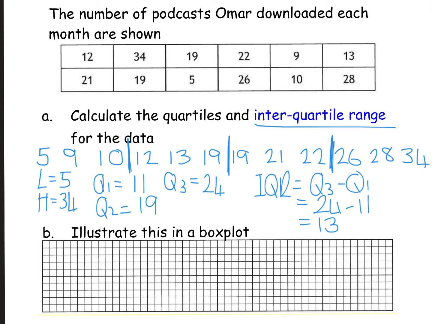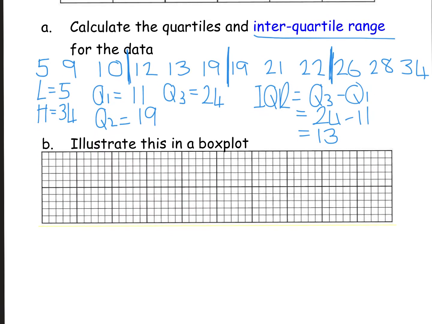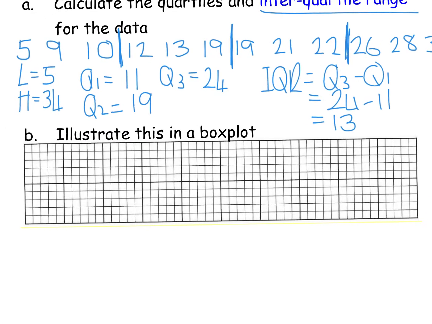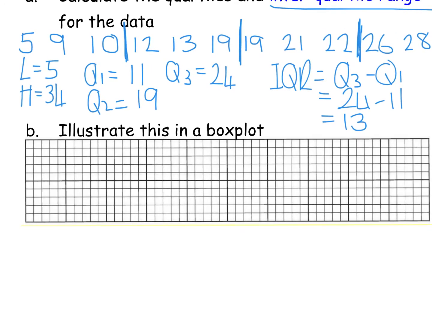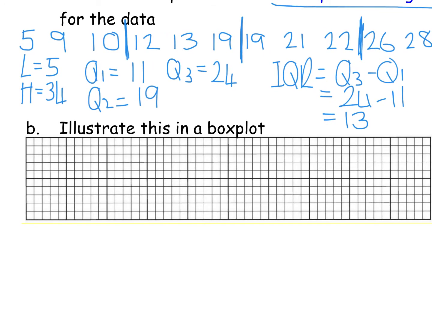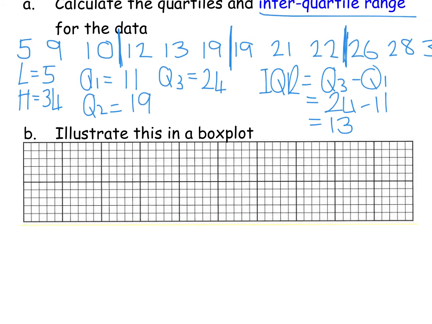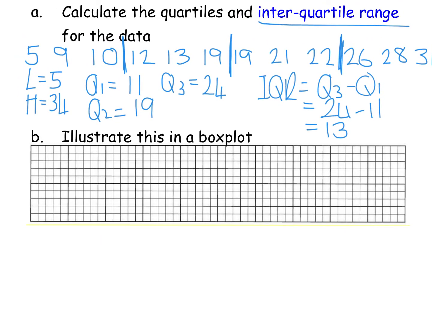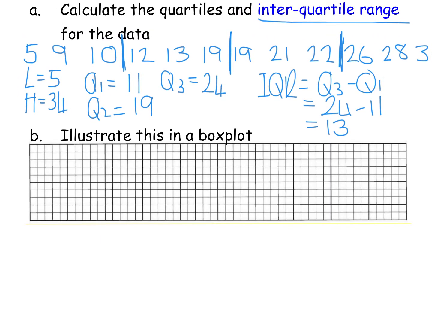So here's the main bit of the lesson. We are going to put this information into a box plot. I'm just going to move this up a bit and make it a wee bit bigger so I've got a bit more space. What I find with my pupils is the hardest thing is deciding how big my box plot needs to be. If you look at our list of numbers, they go from 5 to 34. So your scale needs to represent that.